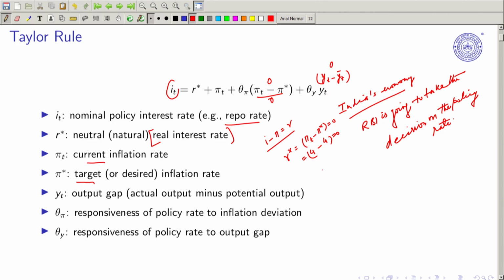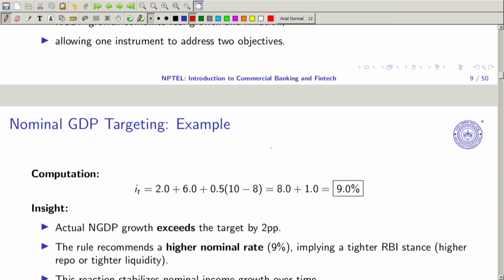And yt is the output gap. I think in the last session I discussed that. So what is the output gap? It is the actual output minus potential output, which means that given the labor and capital, how much you can produce. As I mentioned in the last session, I guess I discussed this. So yt bar is about how many goods you can produce given the labor and capital, right?